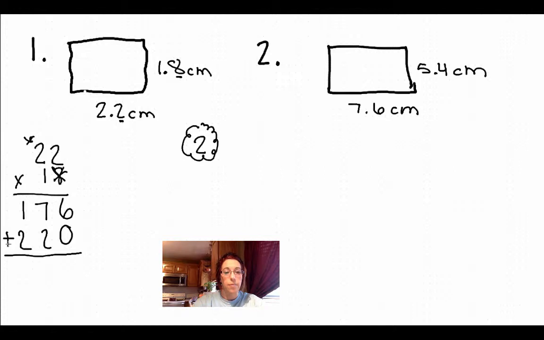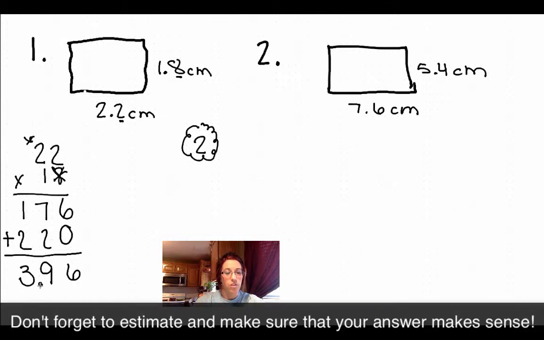Let's add our products. 6, 9, 2 plus 1 is 3. We look at our decimal cloud, we have 2 numbers. We go over 1, 2, decimal. And then because this is area, we have to look at our unit of measurement, which is centimeters. And because it's area, they get to be squared.